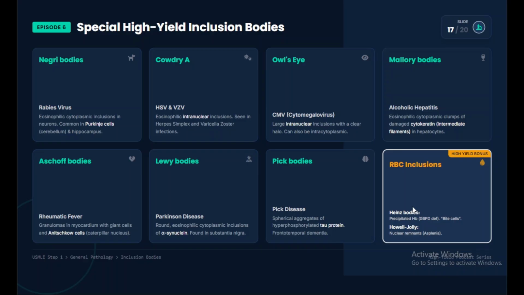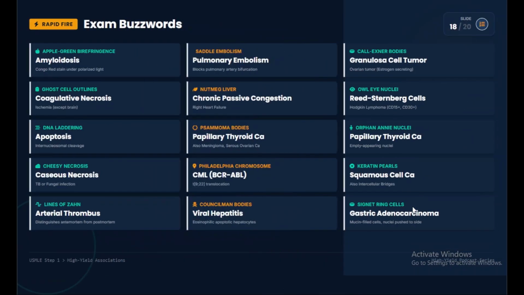So now our last topic is about the buzzwords, and I'll simply summarize the stuff. And this slide will let you instantly recognize a diagnosis from a single phrase, and this is not the most important, I would say, but it's a very helpful part of the lecture.